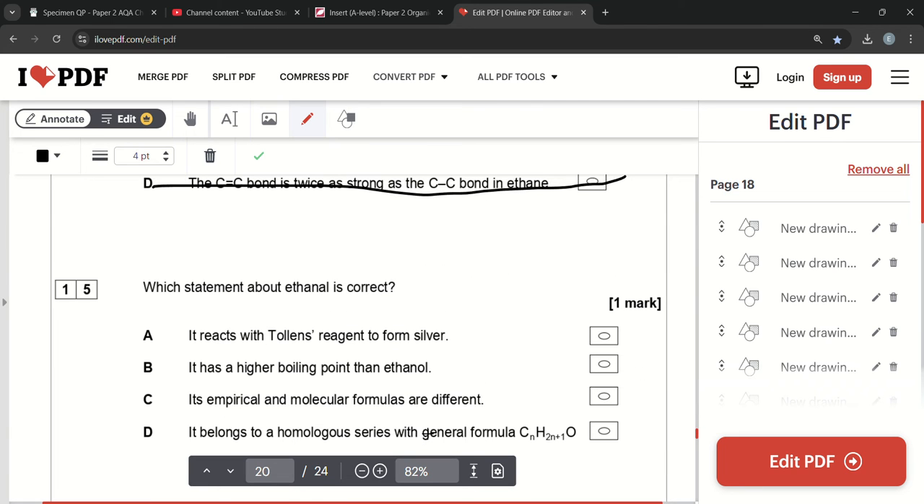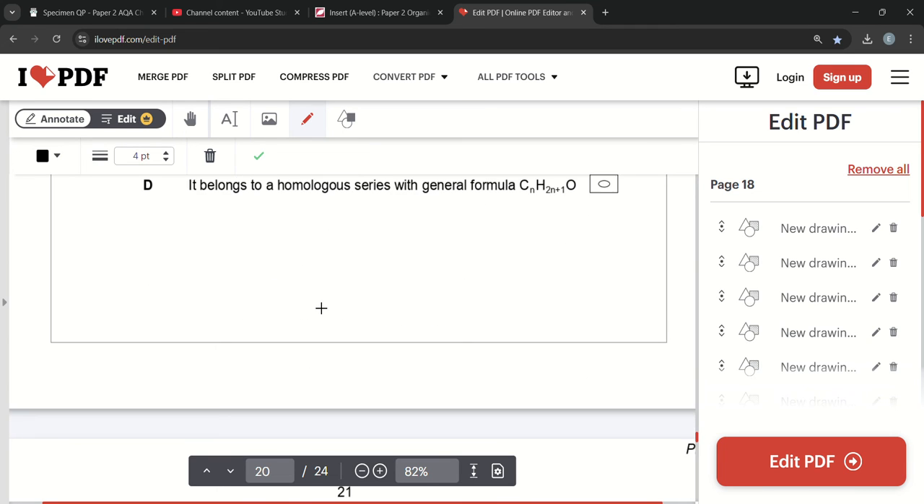Question 15. Which statement about ethanol is correct? It reacts with Tollens' reagent to form silver. What is ethanol? It's an aldehyde. Yes, aldehydes do react with Tollens' reagent to form silver. If it was a ketone, then it wouldn't. So the answer is A.